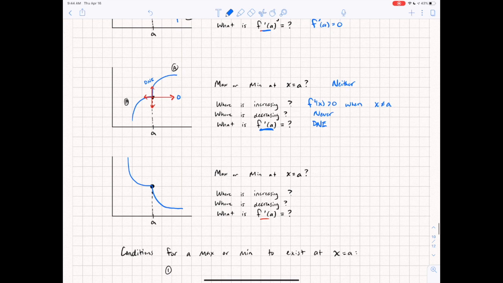And this actually occurs again if we were to take the same two pieces in terms of decreasing, and I think this was D and D. If I was to put these things together to create a graph, notice again there is no max or min here, so this answer would be neither. I'm never increasing because this graph is always decreasing, so the derivative is always negative when x is not equal to a. And again, the derivative here would be does not exist because the tangent lines wouldn't agree. From the left, this would look like it's horizontal, but from the right, it's vertical, and I can't have both.